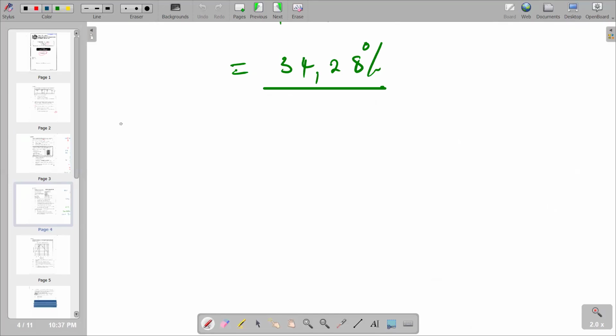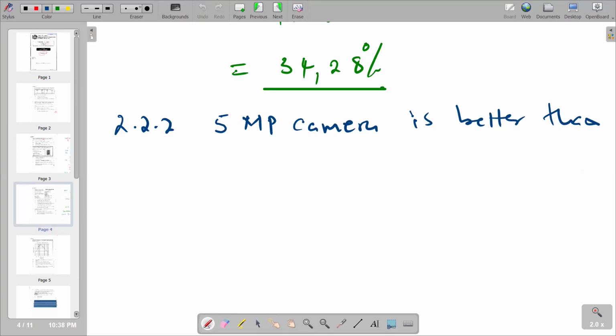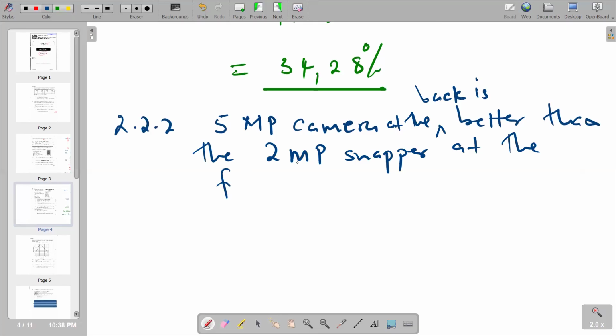So we can just maybe try to explain it by saying the camera at the back is better than the 2MP snapper on the front. That is the explanation that we can give according to question 2.2.2.